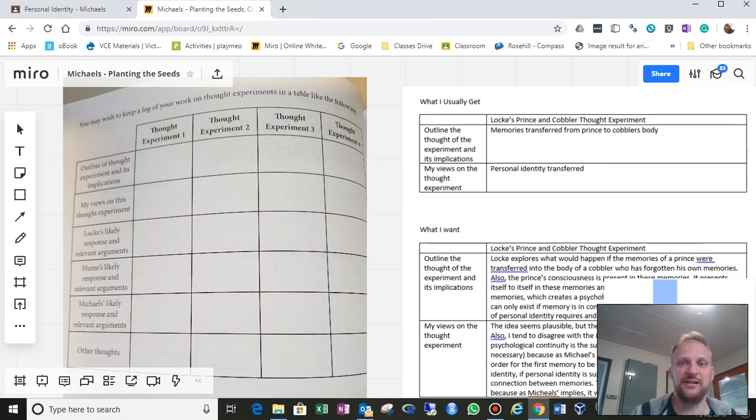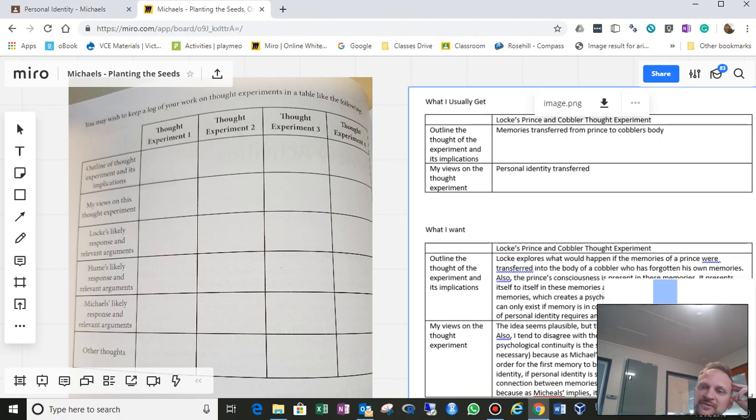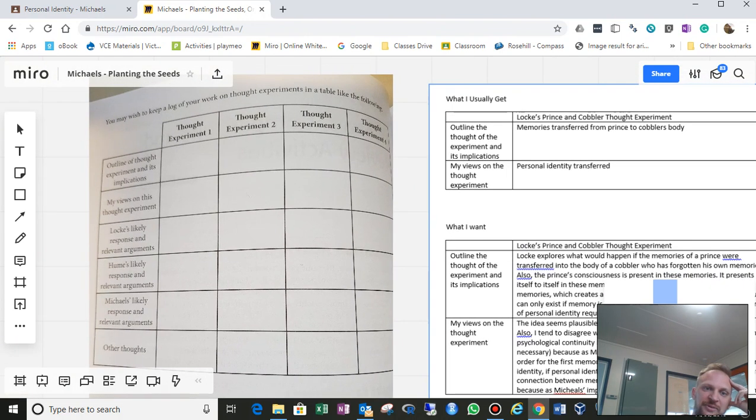And I'll show you what I usually get versus what I actually want when I'm replying to a table like this, just to point out that some people think that what's up here is enough and it's nowhere near it, okay? Alright, so the first table that I want you to do, from page 186 of your textbook, is basically to pick 4 different thought experiments. Now, what you need to understand too is that these thought experiments come from Locke, Hume, or Michaels, okay? And I want you to basically go through and fill out the table.